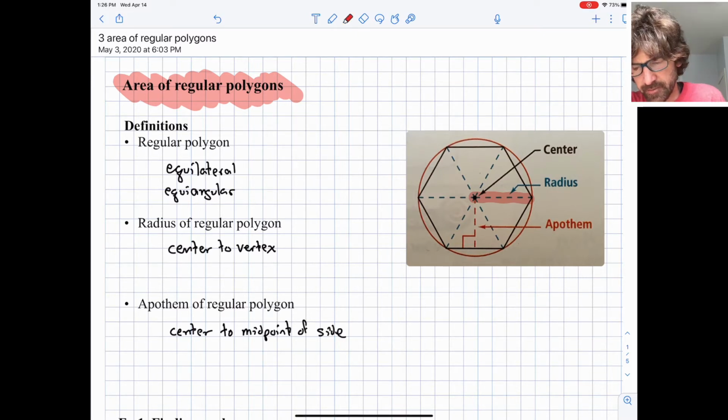So I'll highlight the apothem here in red. That's the apothem right there. It goes from the center to the midpoint of a side. It's going to be perpendicular to the side as well, just due to the symmetry that we find in regular polygons. That's the apothem.